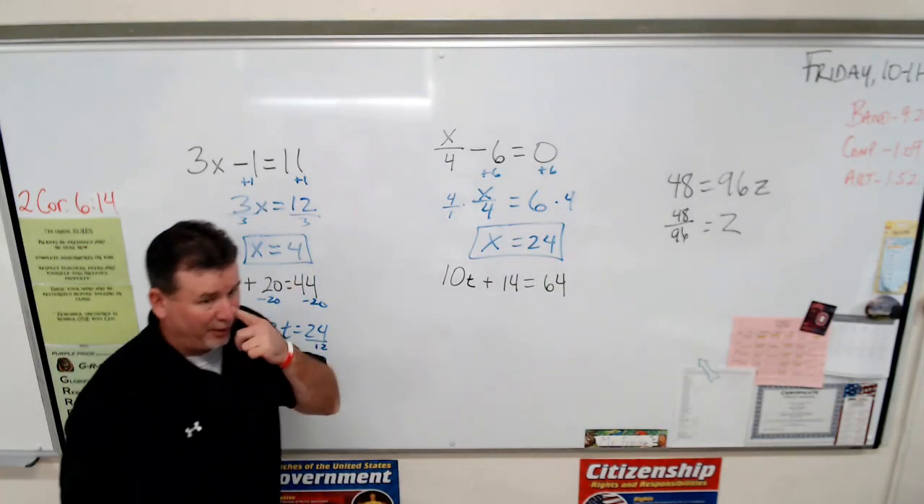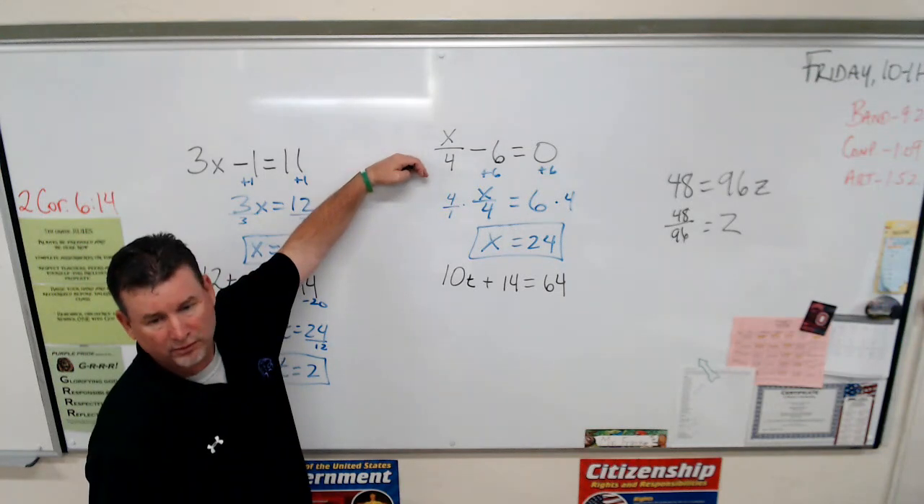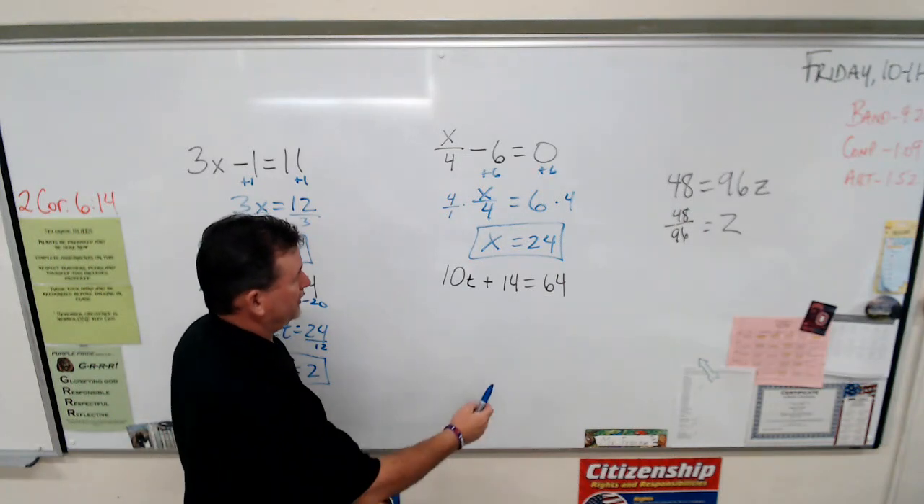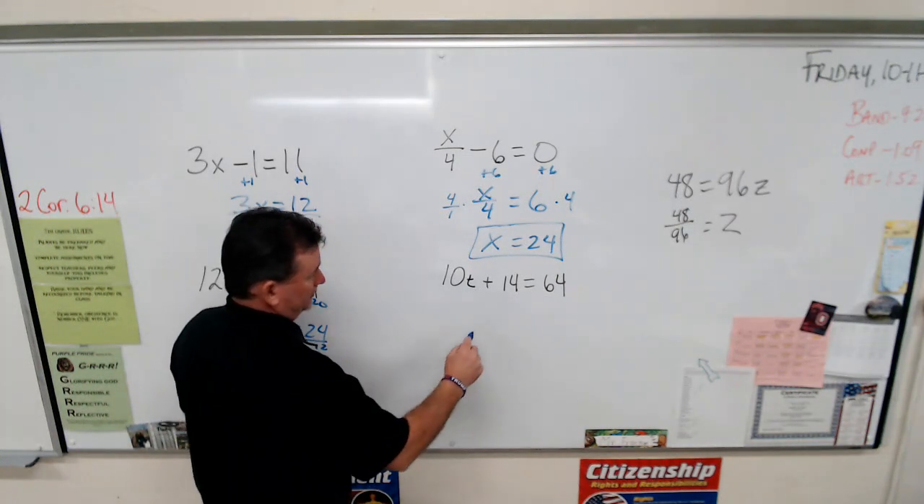Let's check it. What's 24 over 4? 6. What's 6 minus 6? 0. I did it right.